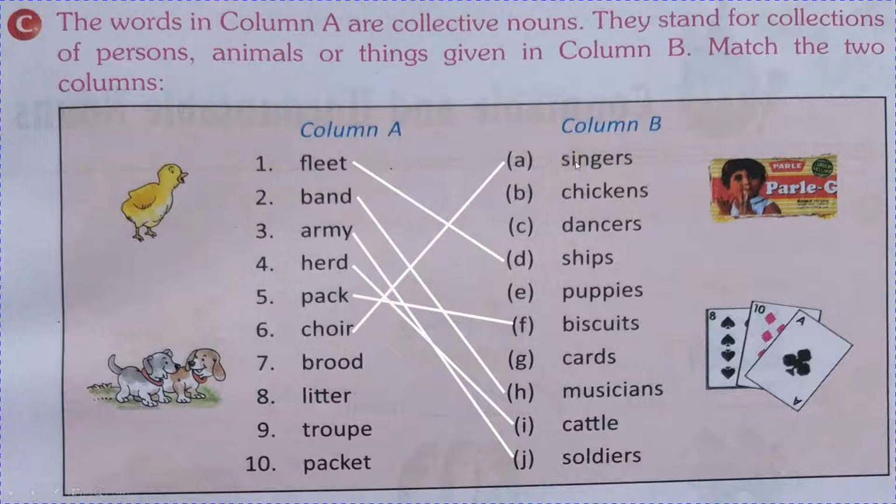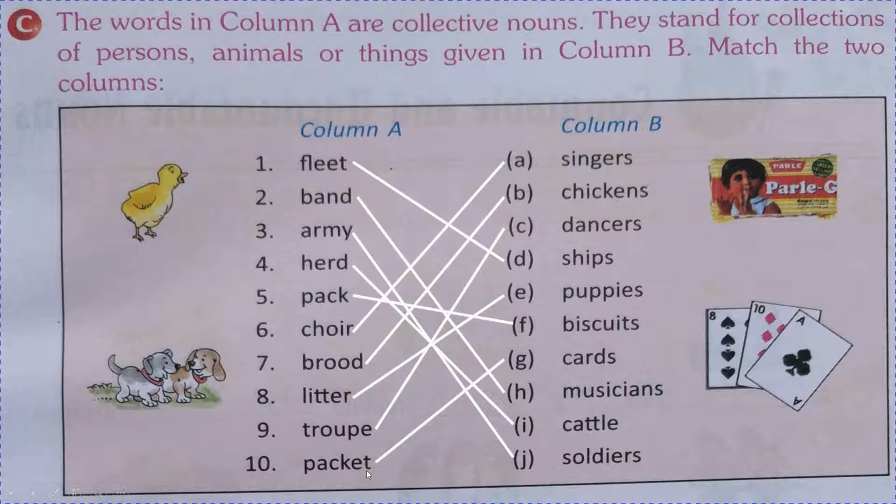A choir of singers. This is very common in school. In the assembly also you use this word, a choir of singers. Brood we use for chickens, children. A brood of chickens. A litter of puppies or kittens. Troop. See, children, here I want to tell you a troop. First, let us do this. A troop of dancers. Fine. But there is one more troop which is used for monkeys, but the spelling is different. TROOP. Here this troop is for dancers, but TROOP, a troop of monkeys. Fine.